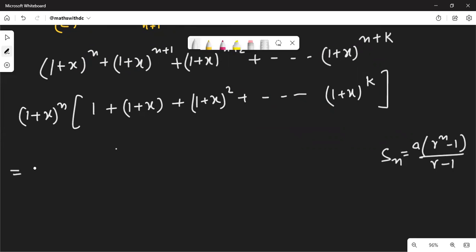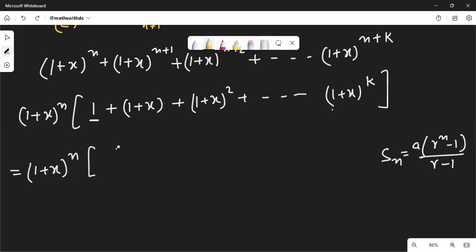So this can be written as 1 plus x to power n as it is. And inside, we are going to use this formula, since a is 1, the first term. And watch carefully, there are k plus 1 terms in this sequence, right? So not n. For n terms, we have this formula. For k plus 1 terms, because we have started from 1 plus x to power 0, from power 0 up to power k. How many terms? k plus 1 terms. So we are going to write the formula for that.